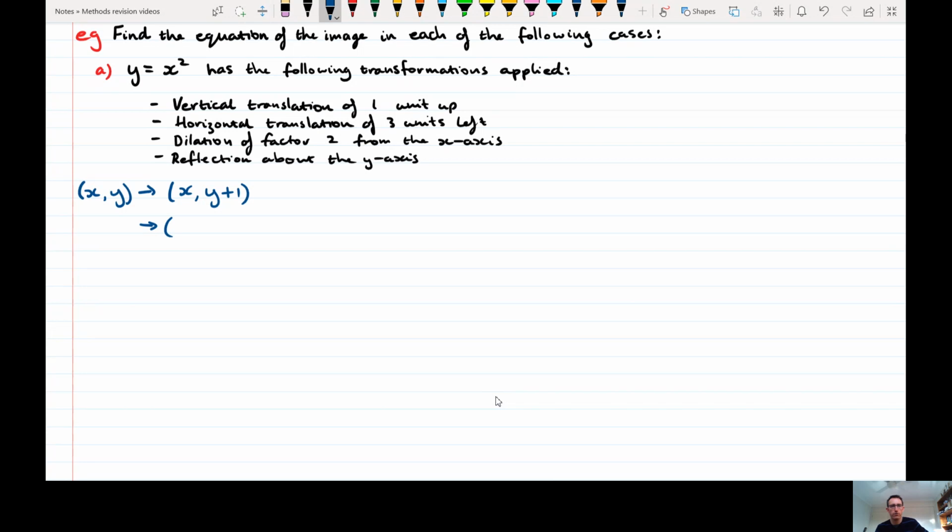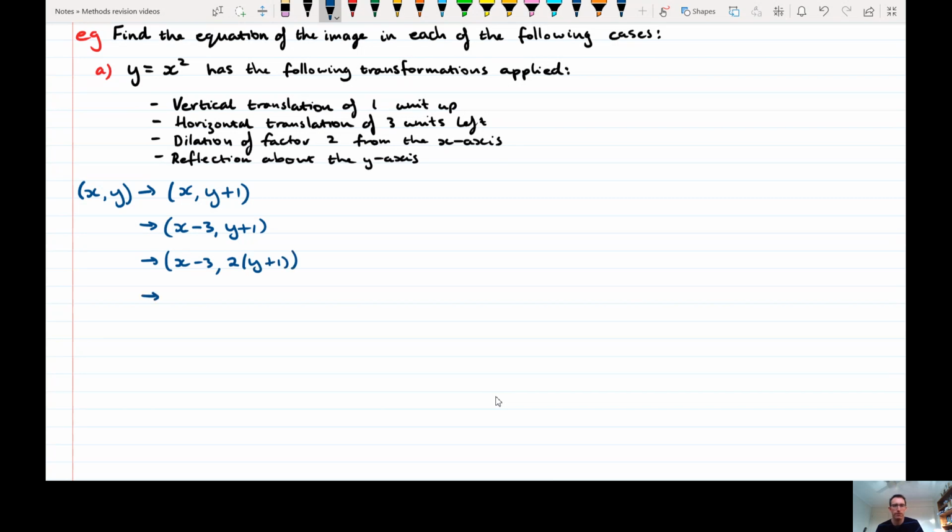The next one is a horizontal translation of 3 units left. So I take the x value and move all the x values to the left 3, so x minus 3, y plus 1. The next one, we have a dilation of factor 2 from the x-axis. Now from the x-axis stretches the graph up, pulls it away, so it's changing your y value. So again, I'm going to leave x minus 3 there and we apply BODMAS. This whole thing that's already there is now doubled, not just the y, but the 1 as well.